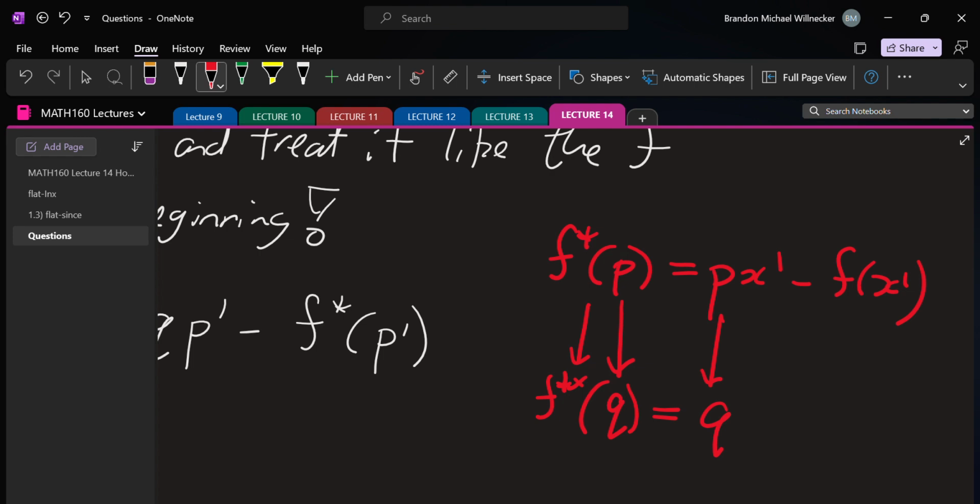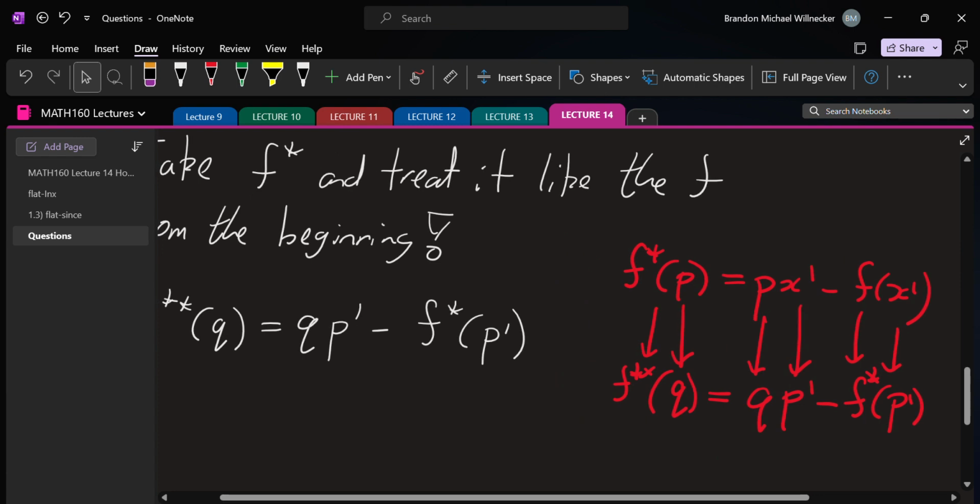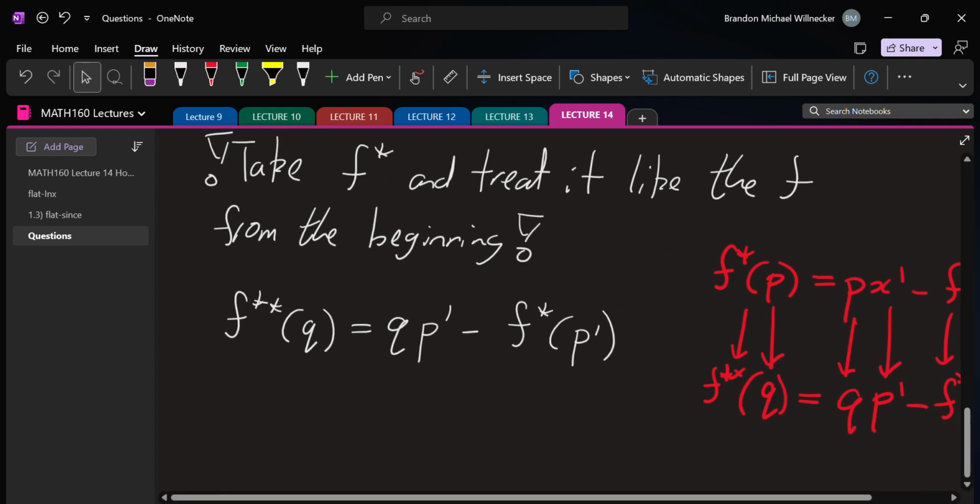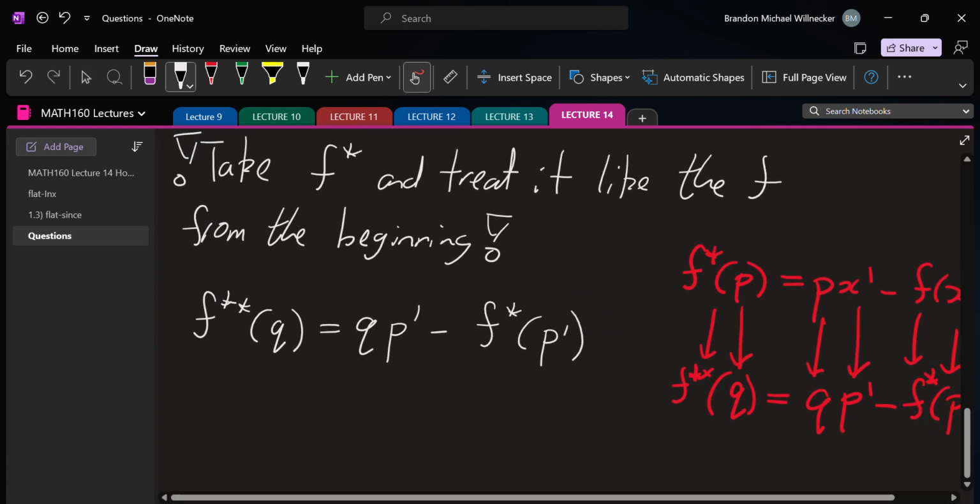Here at the top, we have a function of x, so we used x prime. Now we're using a function of p, so I'm going to use p prime. You don't have to use p prime, it's just to keep the same naming scheme. Minus. Now we don't want to use f, we want to use f star. And this is a function of p prime. Okay, so we're just doing the process again with slight change to the variables because it's a new function.